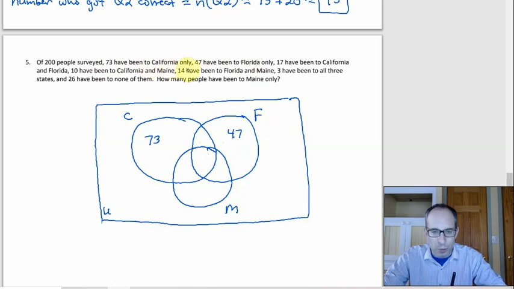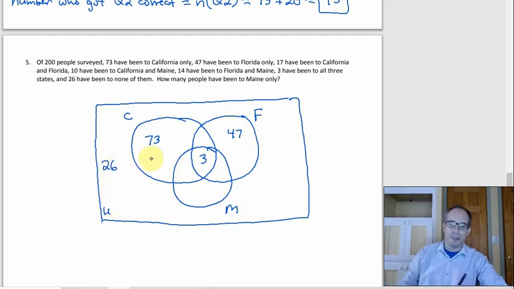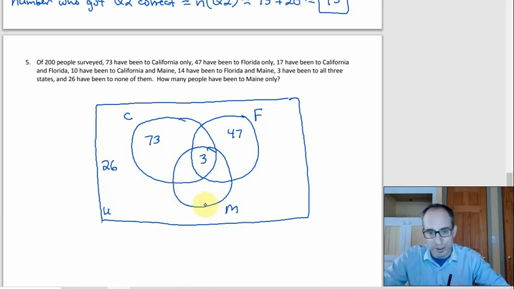These doubles we're going to have to wait on, because we're going to need the triple intersection to figure them out. So 3 have been to all 3 states, so that's a 3 in there. 26 have been to none, so 26 in the universal set rectangle, but in none of the circles. Then we should be able to figure the double intersections out.